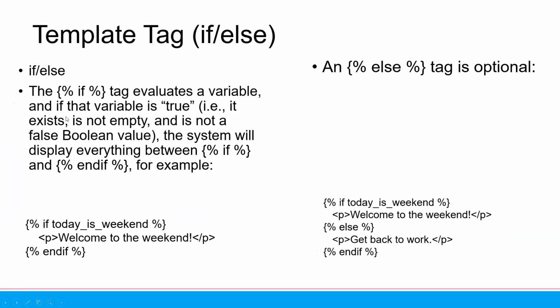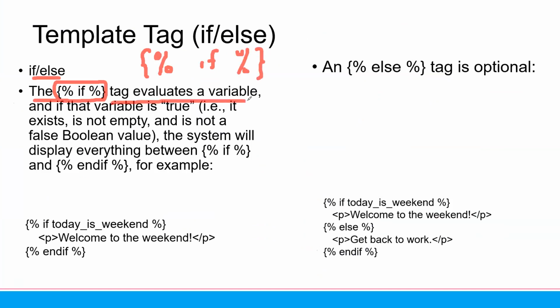First, if else. We know that if is for the condition. You want to give a condition, whether it is true or false. The symbol will be like this one: you use the curly bracket and then the percent, and then you have if, and then the percent and the closing curly bracket.